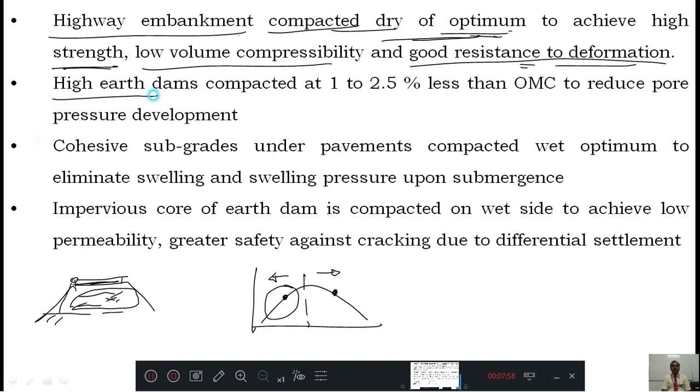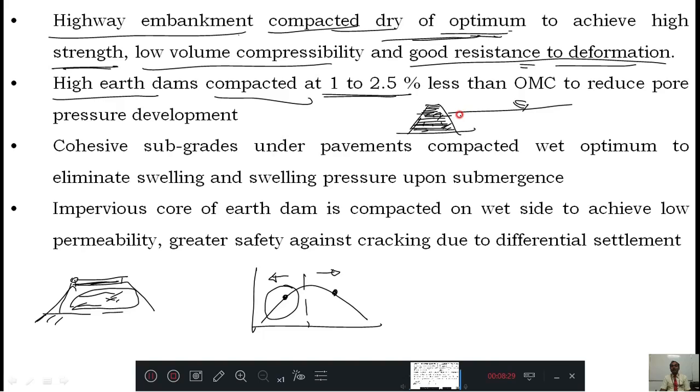Then earth dams are compacted 1 to 2.5% less than the OMC to reduce pore water pressure developed. That is the earthen dam. This is the dam. You are going to store water here. This is made up of soil, and layer by layer you will put the soil and compact it. But to compact this you add some amount of water. Here they are saying that the earthen dams are compacted 1 to 2.5% less than the OMC.